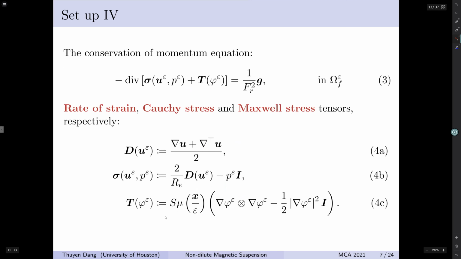Next, we have the conservation of momentum. On the left-hand side, this is the Cauchy stress tensor, which is defined by this formula. And T is the Maxwell stress tensor and is defined by this formula. As you can see, the equation is written in dimensionless form, because here we only care about homogenization. And on the right-hand side, you have J, and you can view J as the resistivity.